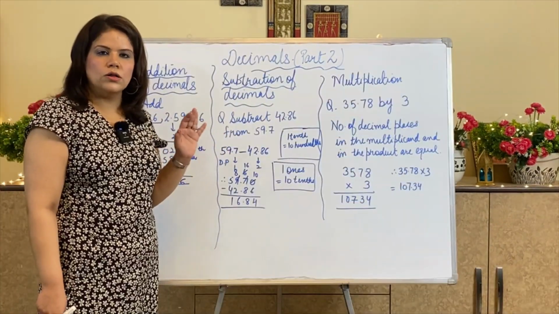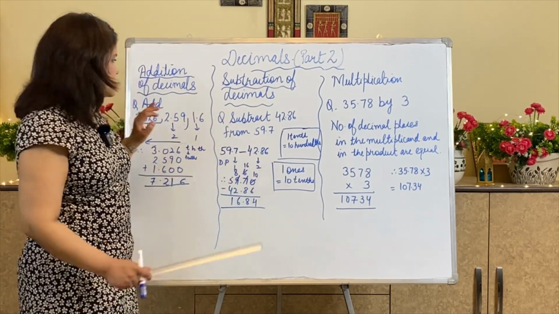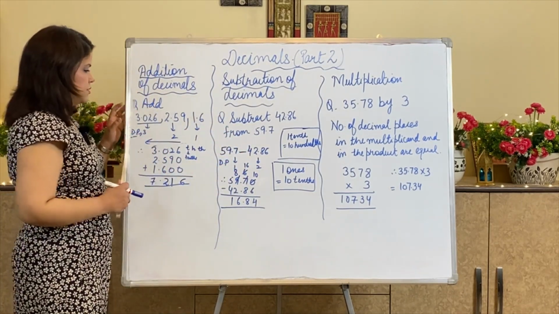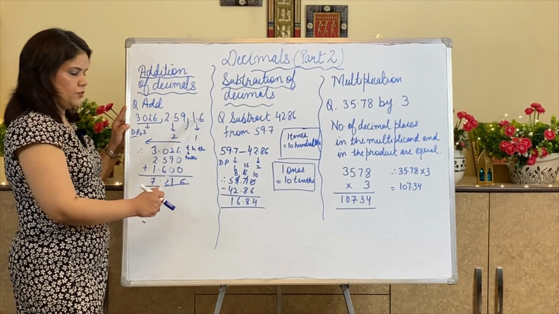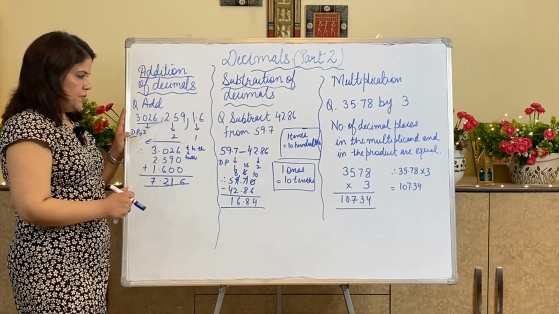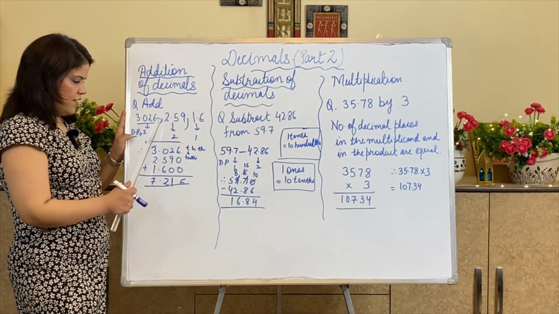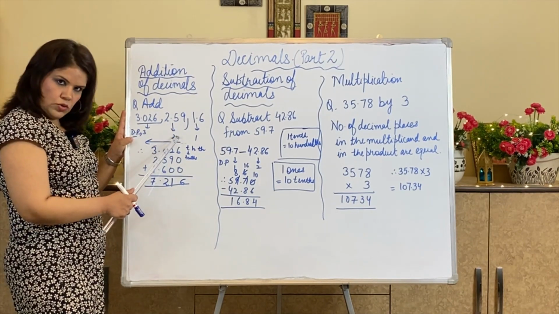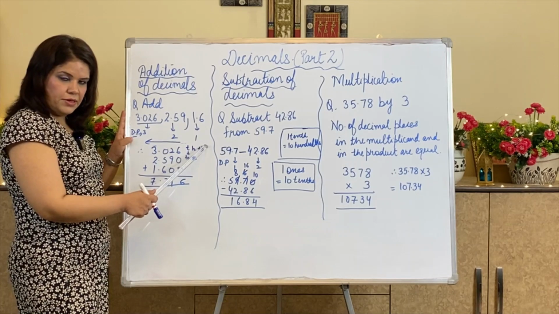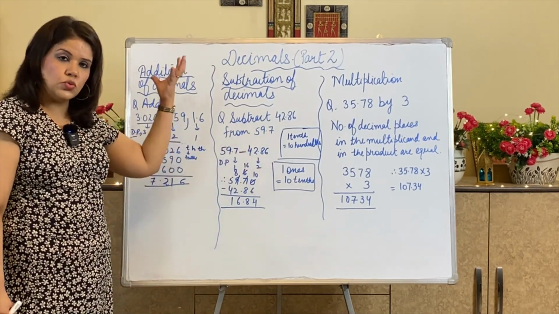I am taking all the fundamental operations of mathematics on decimal numbers. First I am taking addition of decimals. I have 3 numbers, 3.026, 2.59, 1.6. The decimal places are different in all the numbers. The first number has 3 decimal places. I have written D dot P, meaning decimal places. This has 2 decimal places, this has 1 decimal place. That means I need to first convert them into like decimal numbers to add them.